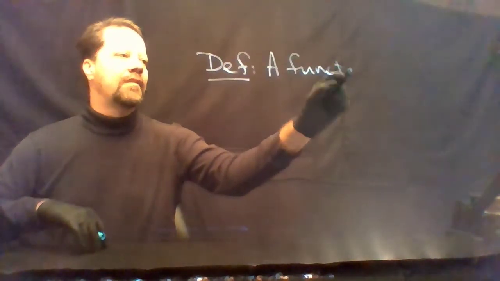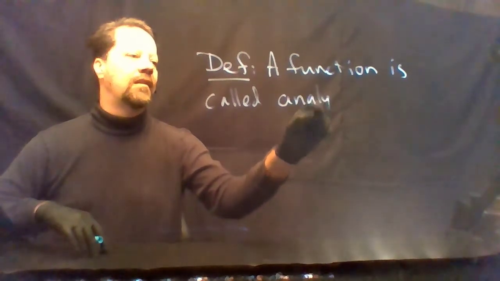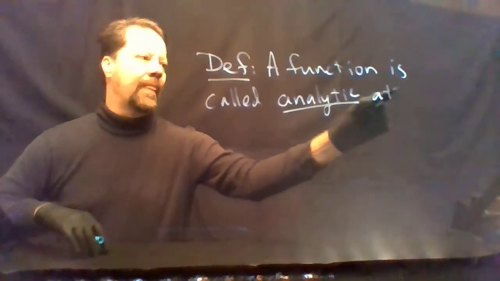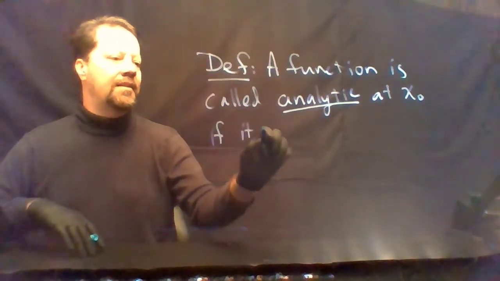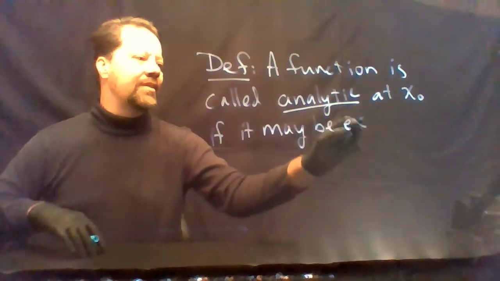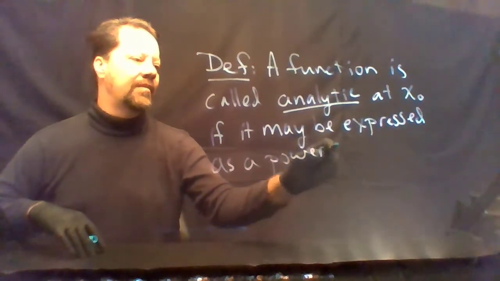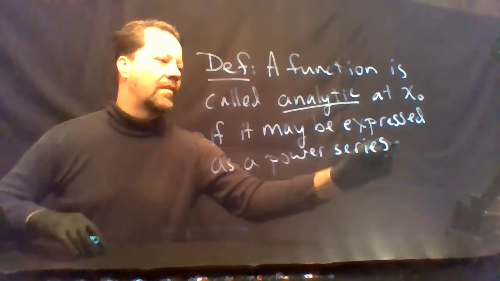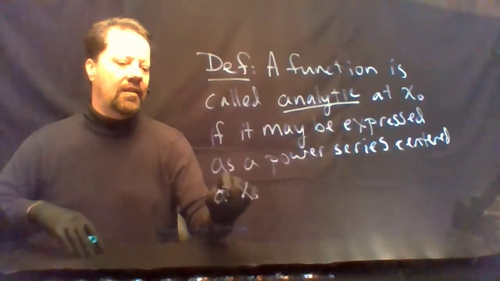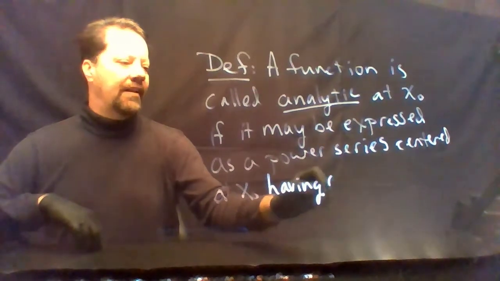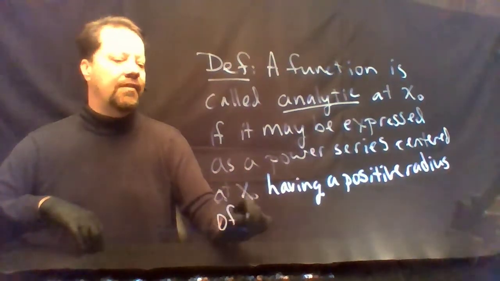A function is called analytic at x0 if it may be expressed as a power series centered at x0 having a positive radius of convergence.